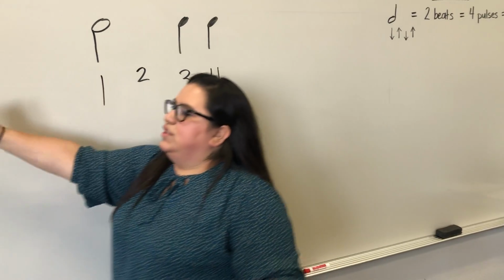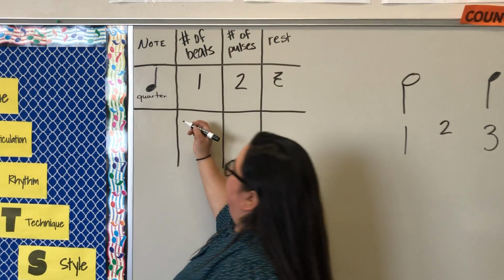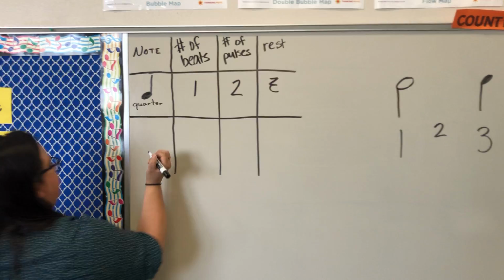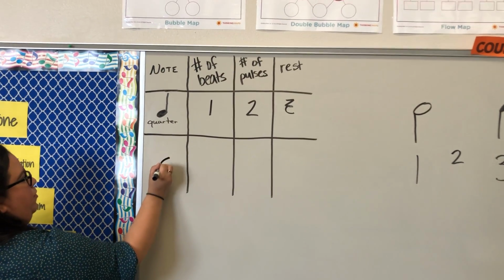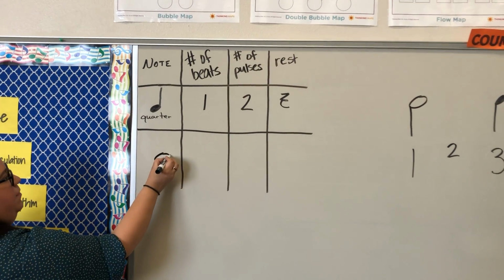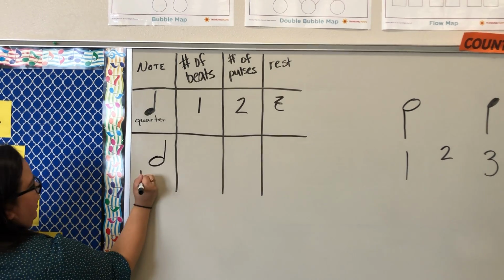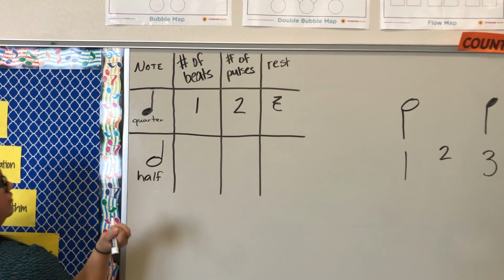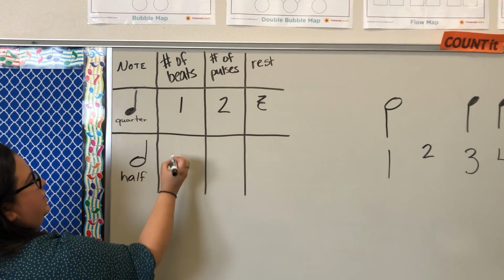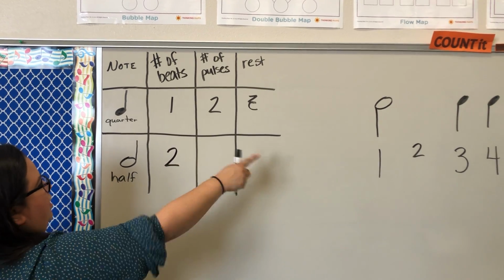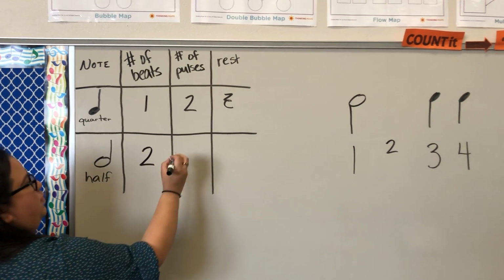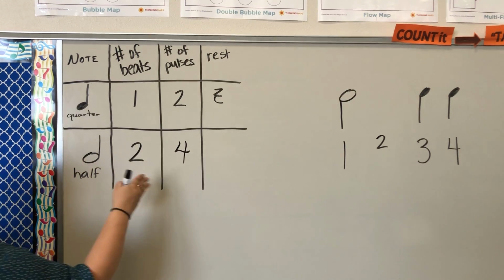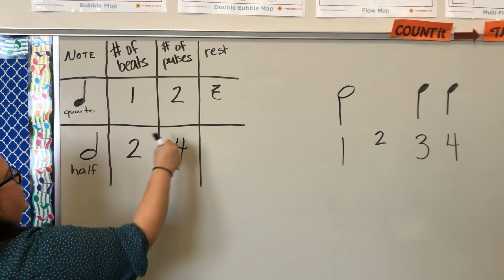So we're going to go over to the chart and add our half note up on this side. So it's an open oval with a stem. The stem can be up or down. It's a half note, half. It's worth 2 beats because we combine 2 quarter notes. It's worth 4 pulses because we're going to double the amount. We doubled this, so this is going to be doubled.